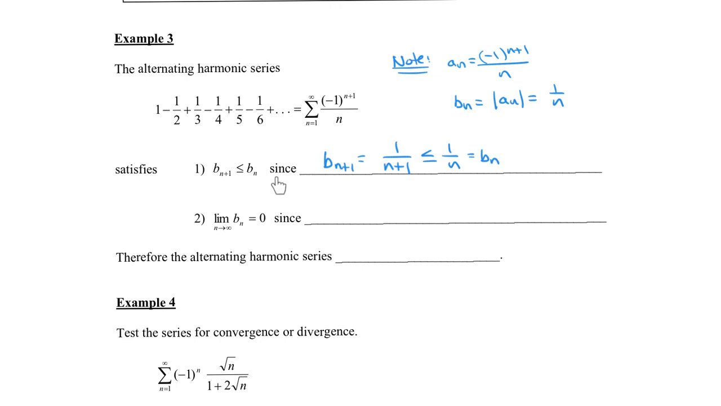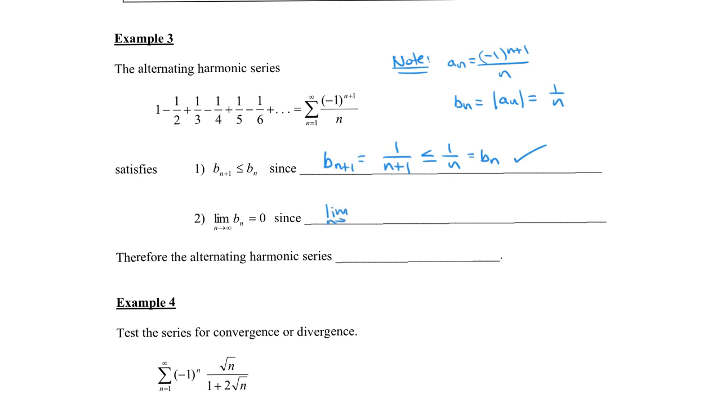So we've shown that the terms are decreasing, right? Terms are decreasing, so I can put a little check here. We're good with that. Step 2, we need to show that the limit as n approaches infinity of b sub n equals 0. So that one's easy enough.